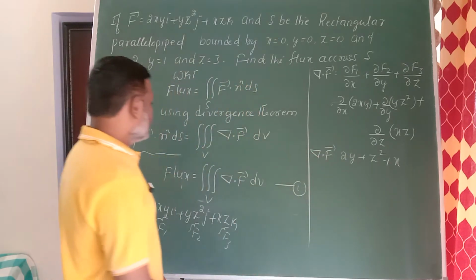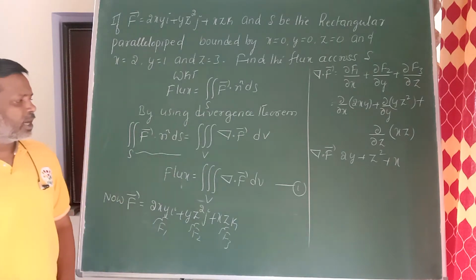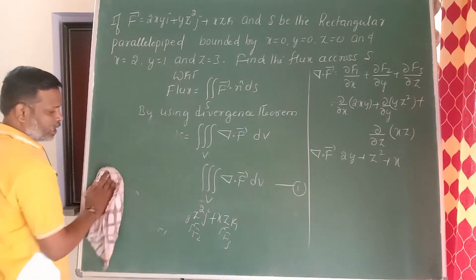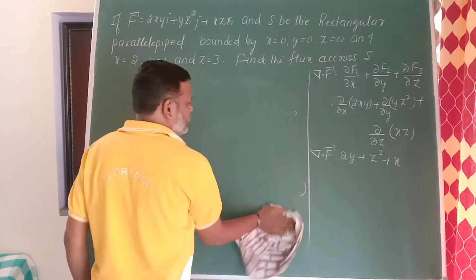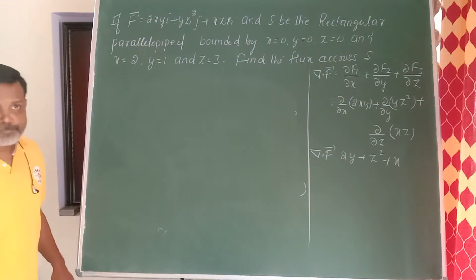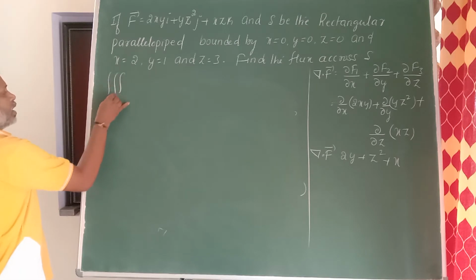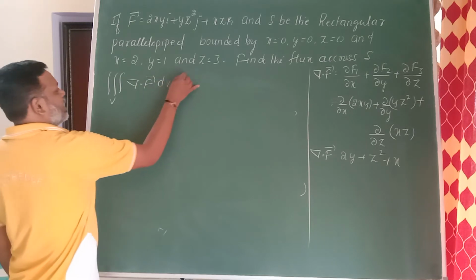Now we have to find the triple integral over volume of del dot f into dv. What is dv? It is dz dy dx. Okay, now let us find that. Now we have to consider the RHS part. This is a triple integral over volume, so del dot f into dv can be taken as a triple integral.